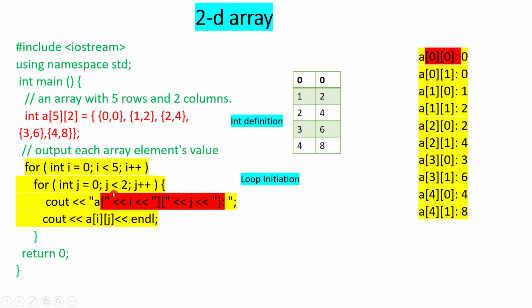Okay, so when the value is executed, the first value is 0. 0 is less than 5, correct. Then it will come to j equal to 0, correct. j is less than 2. So 0 0 will come. 0 0 is this position. The value will be 0.